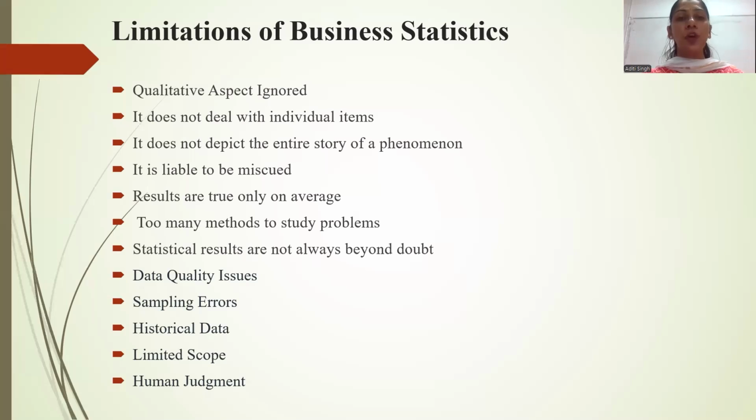Now let's come to the topic limitation of business statistics. So first limitation of business statistics is qualitative aspect is ignored in business statistics. So basically in statistics, methods don't study the nature of phenomena which cannot be expressed in quantitative terms. So basically in statistics quantitative terms are studied. Okay, so these type of phenomena cannot be a part of the study of statistics.